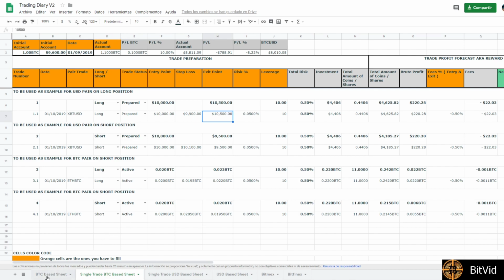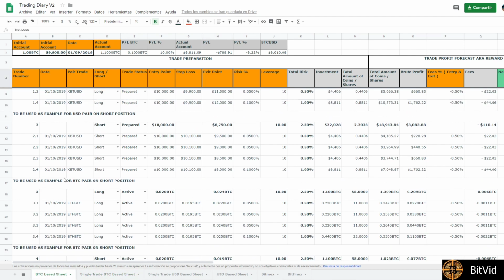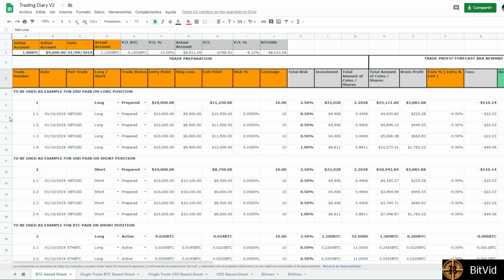This sheet will be used if you enter in a split way. Imagine that you have the same entry point, whatever, at 10K, but then you have 4 different exit points. I treat this like different trades, so it's the easy way to calculate this. So you have a total, a summatory here, that will be used for the whole trade.